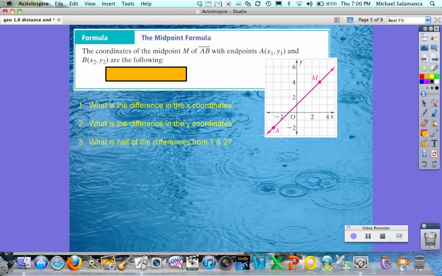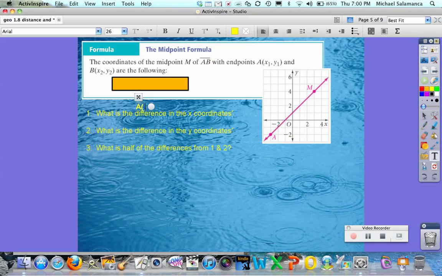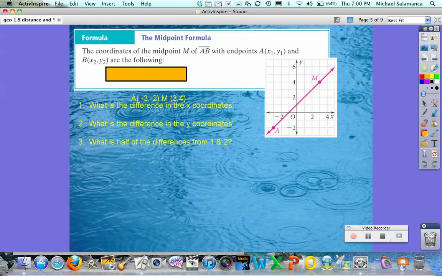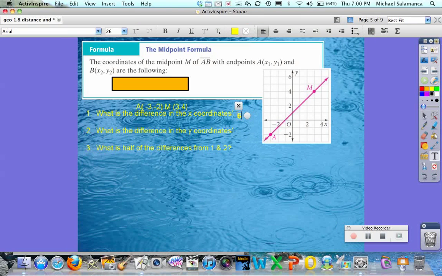Now, midpoint formula, fairly easy. It says, what is the difference in the x-coordinates? So let's start off by figuring out what the points are. A, which we did on the last one, is -3, -2, and M is 3, 4. Now, what is the difference in the x-coordinates? Well, the difference in the x-coordinates is 6. The difference in the y-coordinates is also 6.